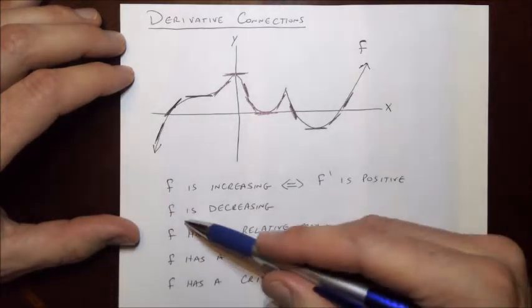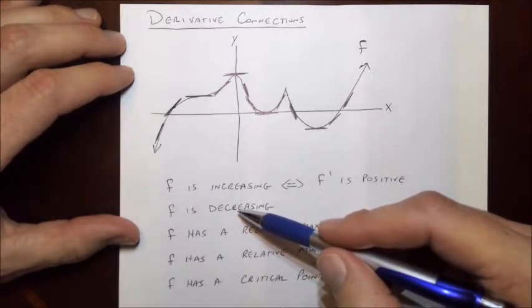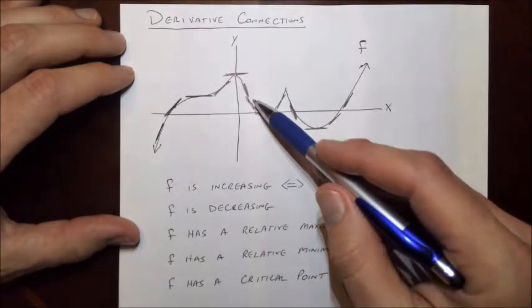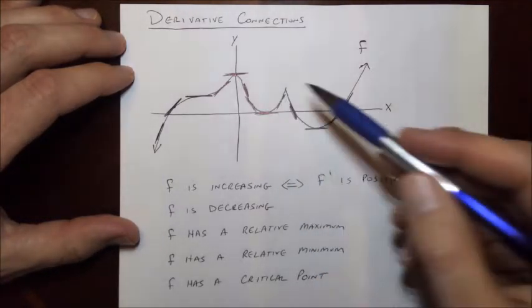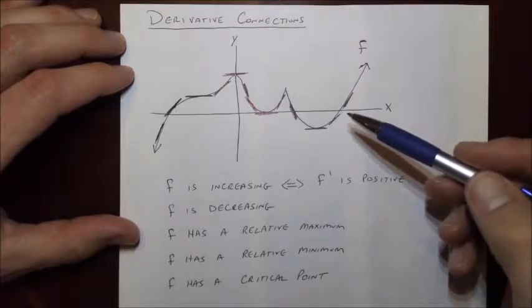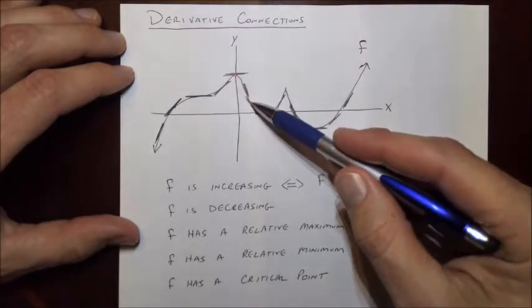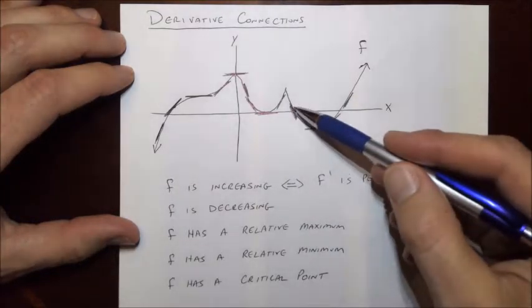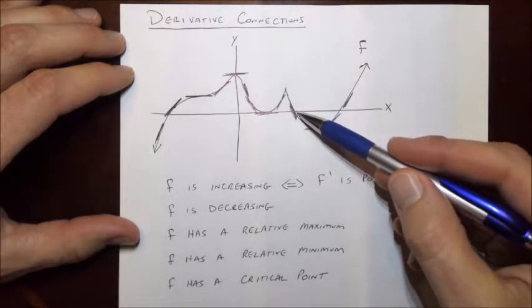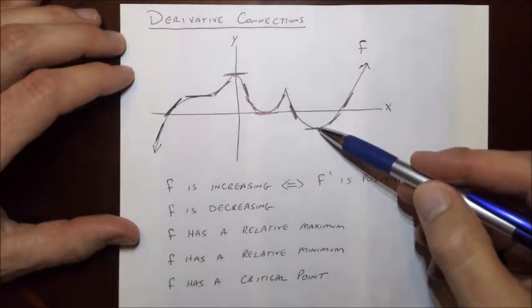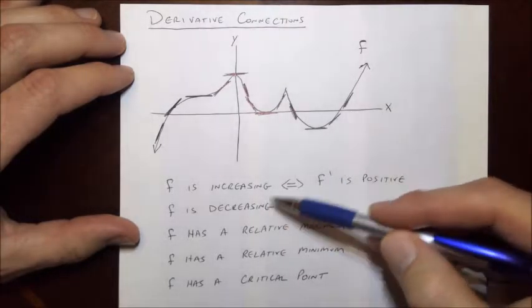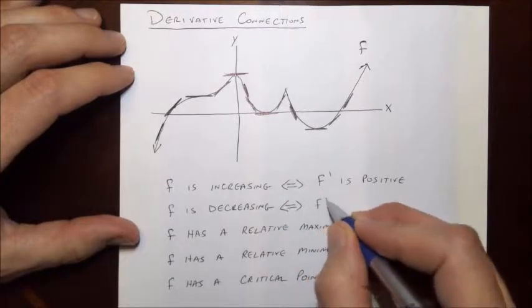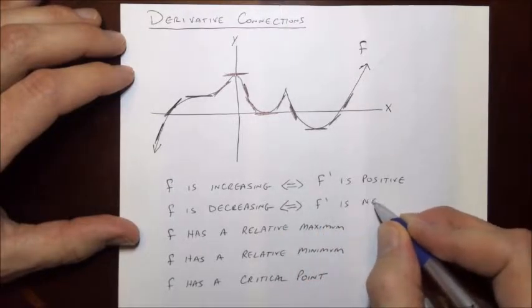Let's check out when f is decreasing. Okay, when f is decreasing, well, decreasing in this little section right here, and we have 1, 2 tangent lines, which are certainly negative with their slopes, as is this tangent line right here, in another quick little interval in which the function is decreasing. So when the function is decreasing, the derivative is negative.